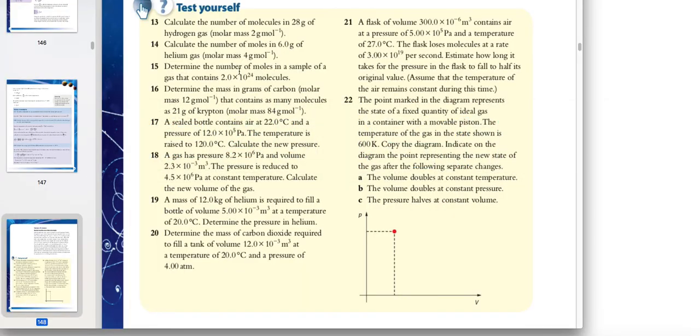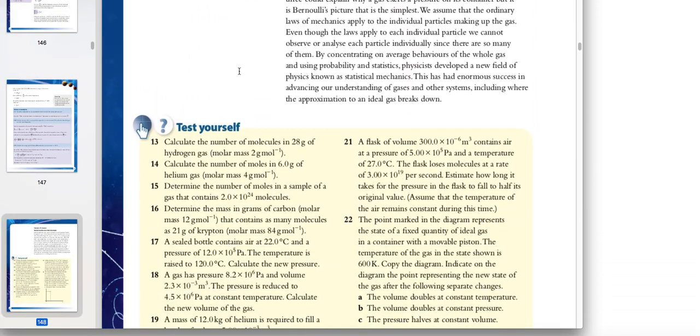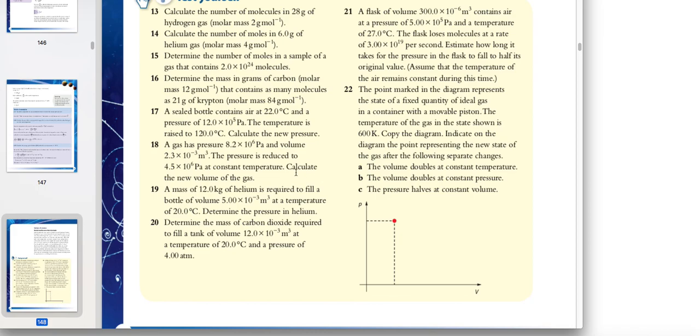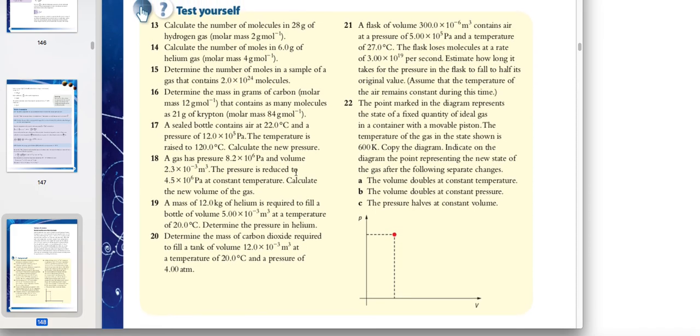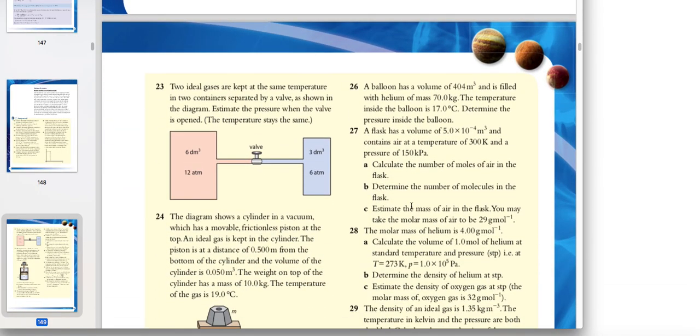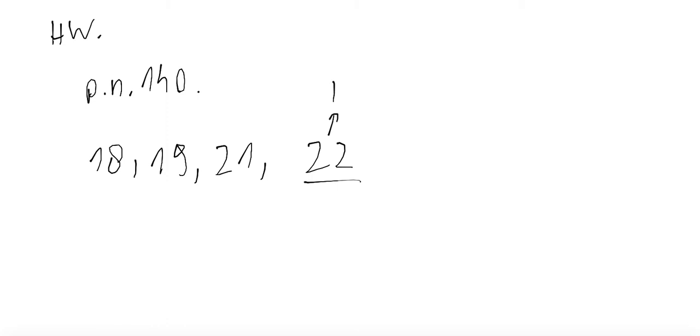Okay, so what is your homework? Your homework is, of course, Tsakos. So again, page number 140, you have to do exercises 18, 19, 21, and try 22. 18, 19, 21, and 22 try.